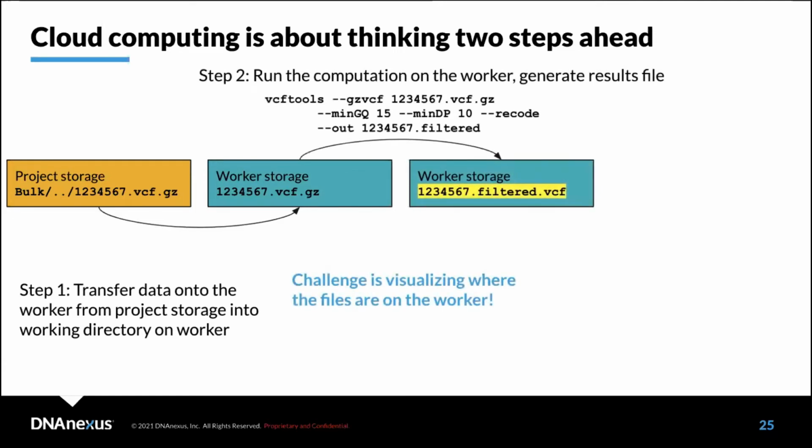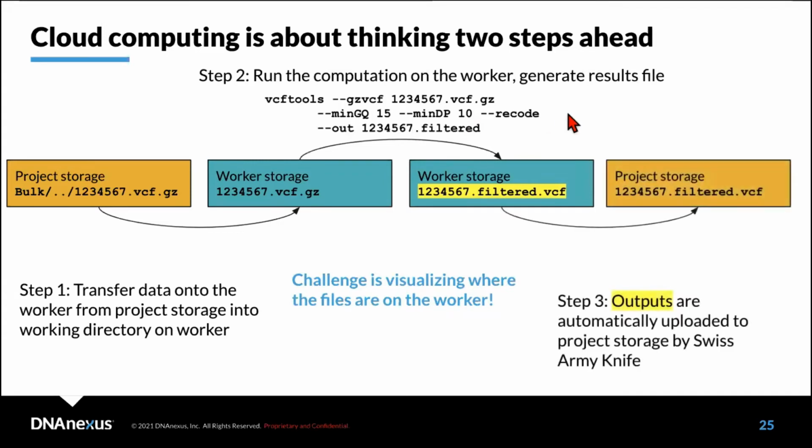Then we'll be running computation, and we will generate result files. This is the command that we'll be running, but don't worry if you don't understand. We'll really be going into the details just a few slides later. And once we have our filtered VCF file, our output file, we would like to save it into the project. The challenge is visualizing where the files are in the worker, and we'll be looking into that. Also, the benefit of using Swiss Army knife, rather than programming it by yourself, is that outputs are automatically uploaded to the project storage by Swiss Army knife.